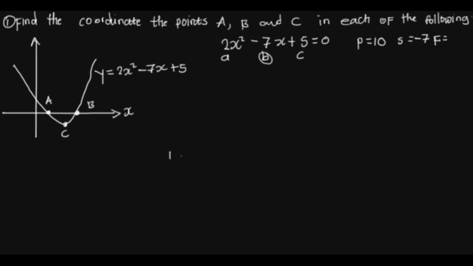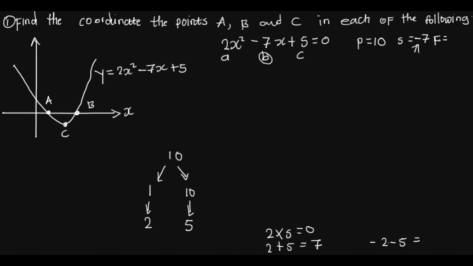So let's find the two factors. We begin with 1 times 10 is 10, but 1 plus 10 will not give us the negative 7 that we are looking for. So let's go for 2. 2 times 5 is 10, then 2 plus 5 is 7. Now when we look at the sign, the sum is negative, so the two factors must be negative.